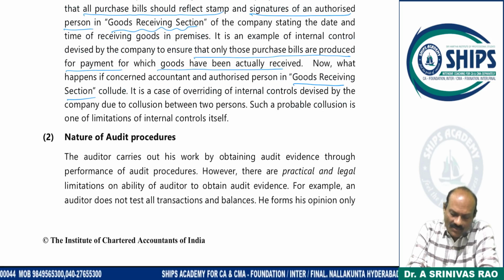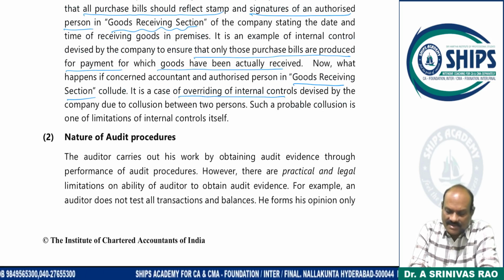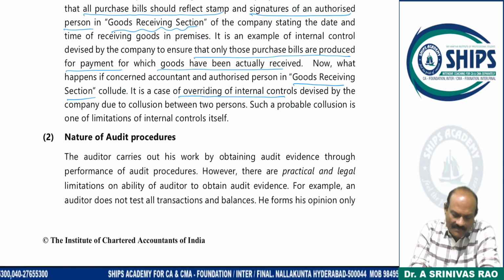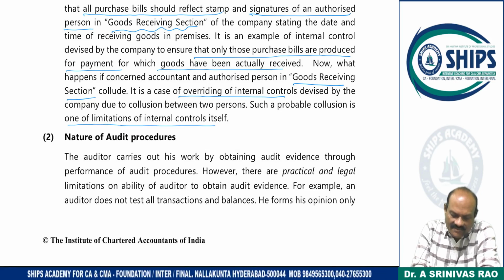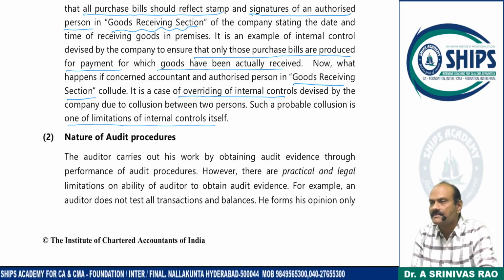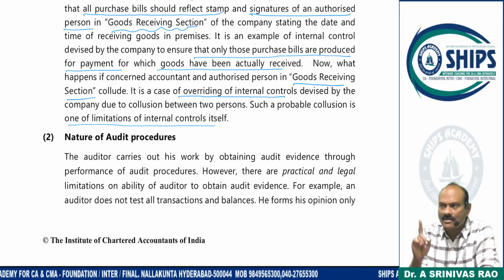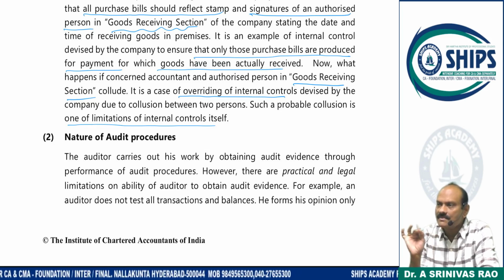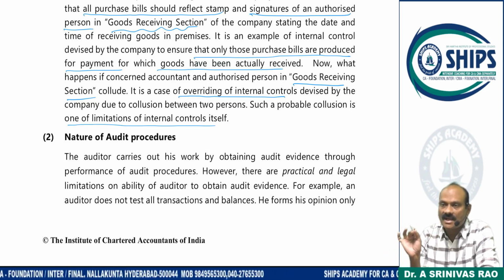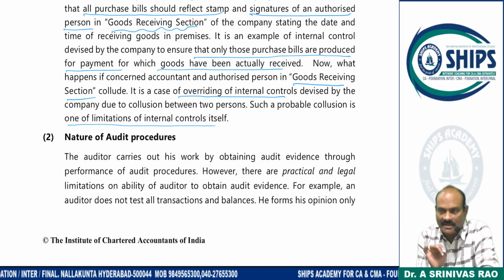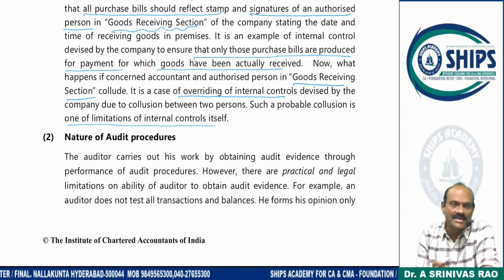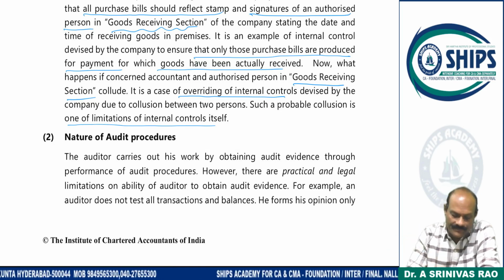In case of overriding the internal control system devised by the company due to collusion between two persons, such probable collusion is one of the limitations of the internal control system. So finally you can write the entire point in one line: collusion between officers or employees working within the entity will be a huge limitation for the effective execution of internal control. Okay.